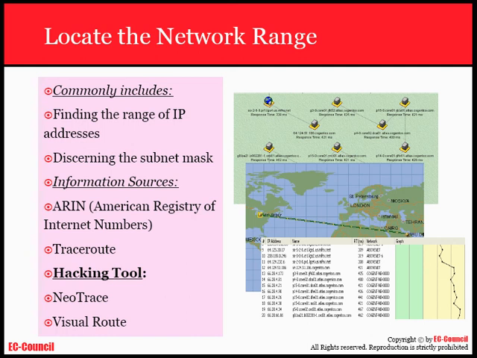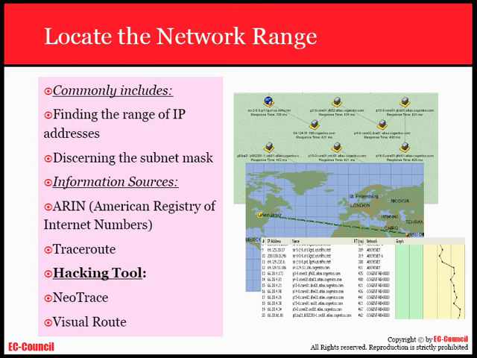So commonly what Adam wants to do is look for the network range. Some of the things he wants to find is what is the IP address. Now from the IP address, he may be able to figure out what is the subnet mask. This tells him how many clients are on that particular subnet and gives him a wealth of other information. And he can actually get a lot of this information by going to ARIN, the American Registry of Internet Numbers.